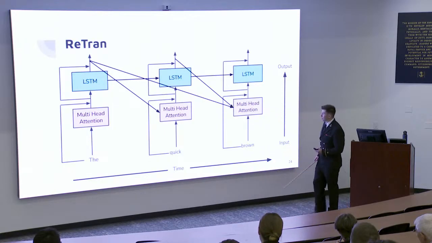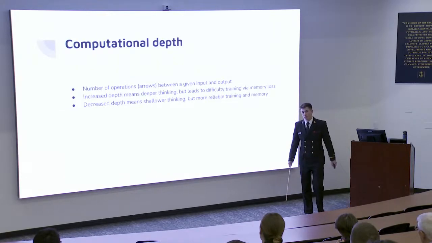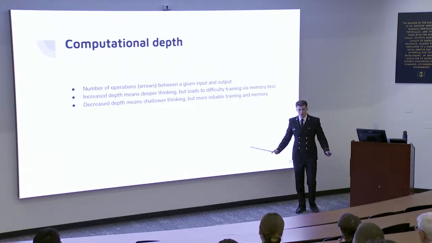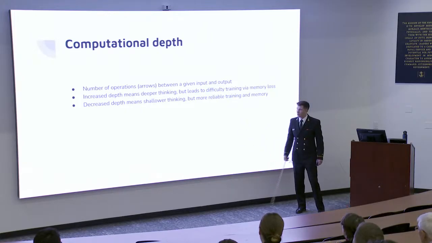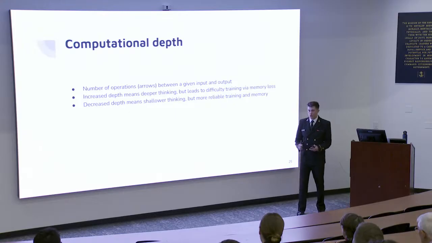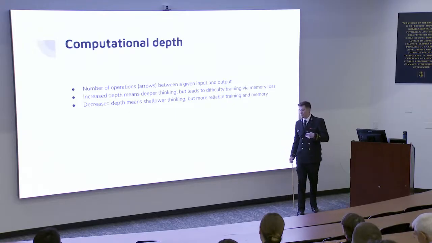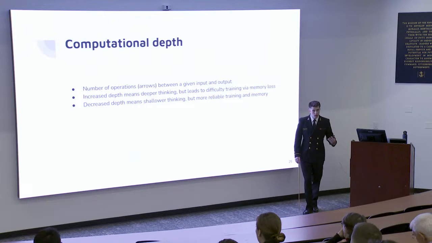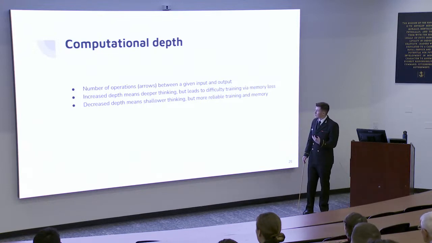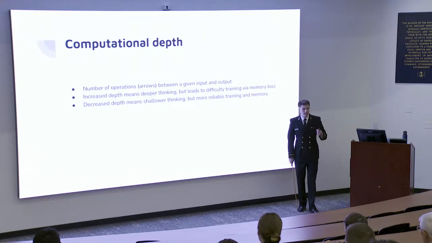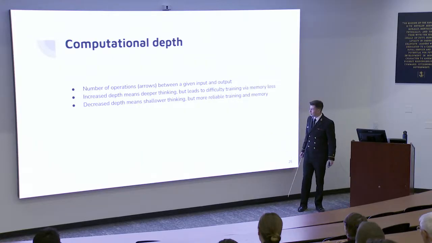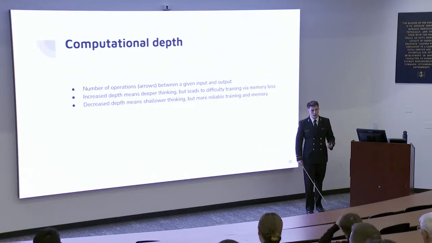A guiding principle of our research was computational depth, which is the number of operations, or in these graphs I've been showing, the arrows, between a given input and output pair. In general, an increased depth means that the model is more capable of deeper thinking, but that it may forget things, leading to difficulty in training. A shallower depth means that a model is not as versatile when it comes to deeper thinking, but it may have more reliable training due to immediate memory access.